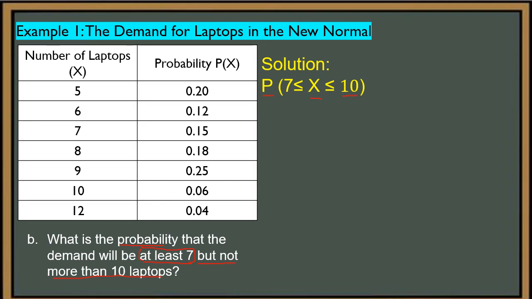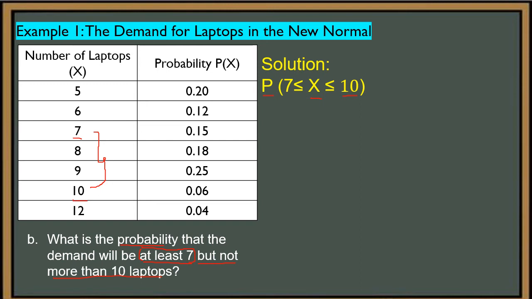So the lowest number is 7 because we are given at least 7. At least means this is the lowest number. So at least 7, but not more than 10. So 7 is included and 10 is included.